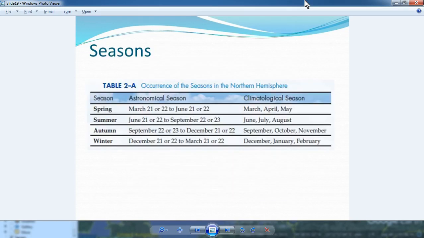Here is the atmosphere. Oh, climatological seasons. Astronomical season. For the astronomical seasons, March to June is spring. June to September is summer. September to December is autumn. December to March is winter. But for the climatological seasons, March, April, May is spring. June, July, August is summer. September, October, November is fall or autumn. Then December, January, February is winter. All right?